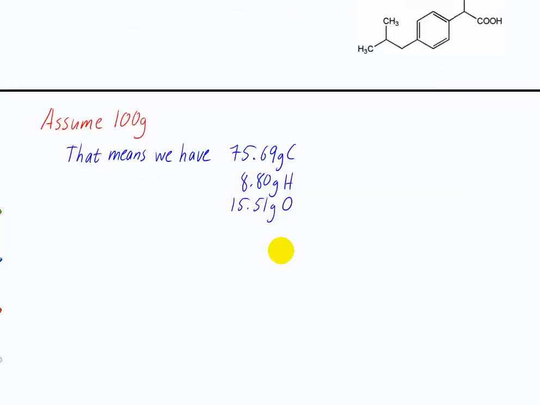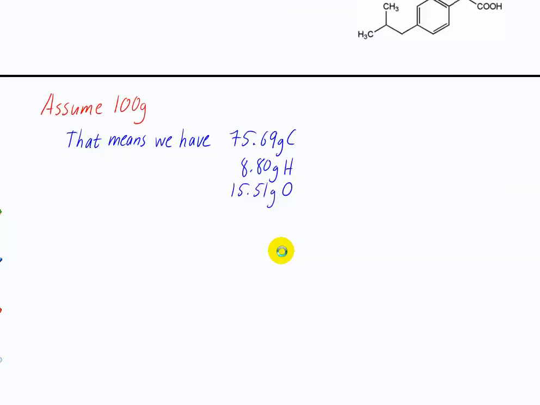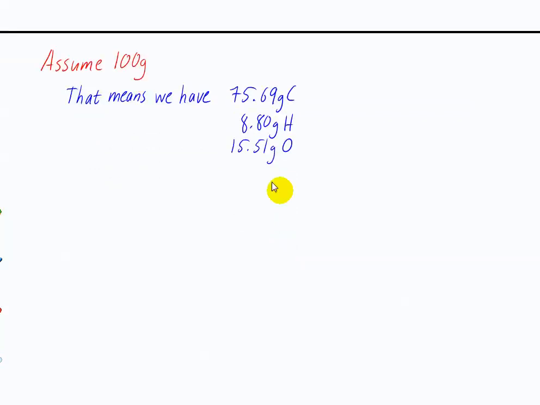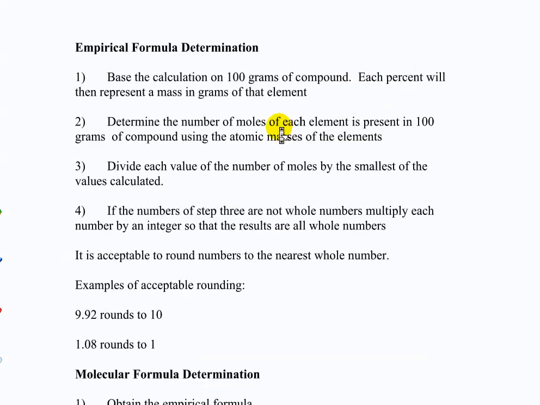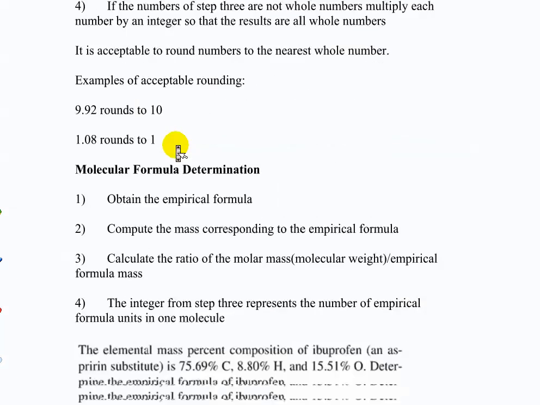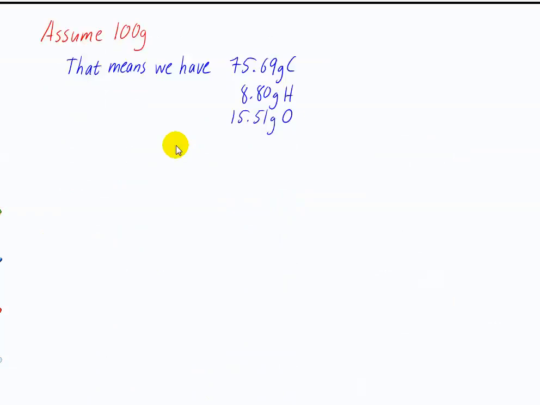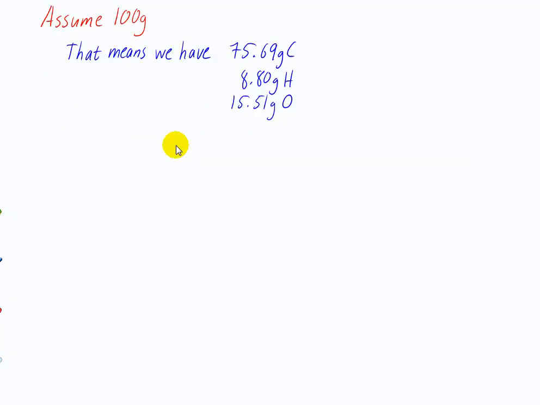All right. So now we need to go to number two. Determine the number of moles of each element in 100 grams using the atomic masses of the elements, the masses that we know or can look up. So for each of these masses, we're going to determine how many moles that is, which is what we just practiced earlier. Let's number this: this is step one, this is step two.